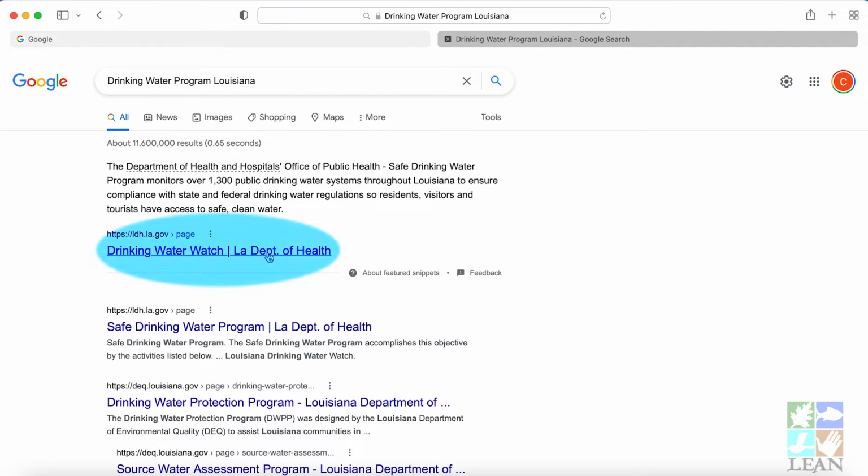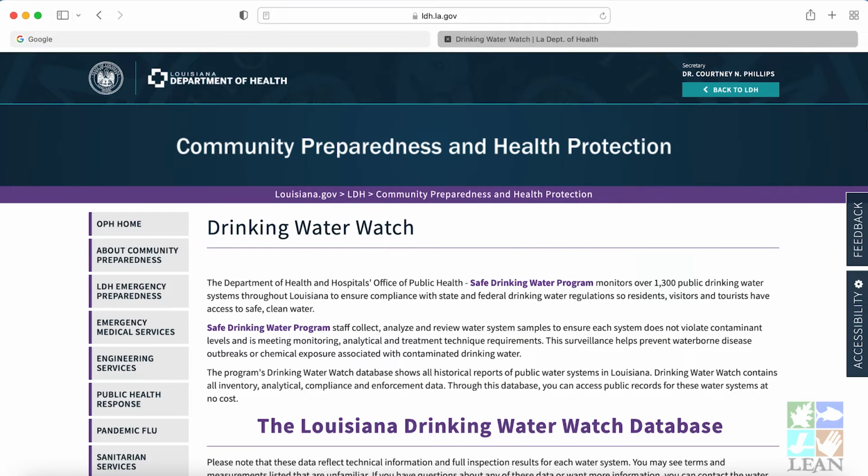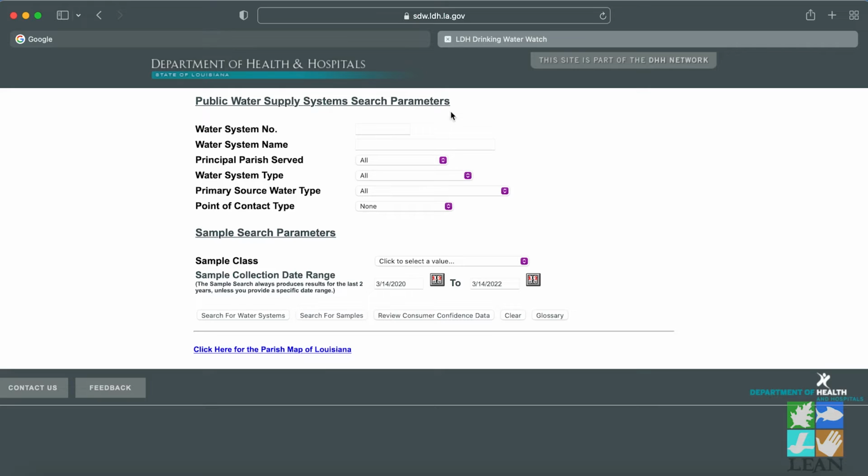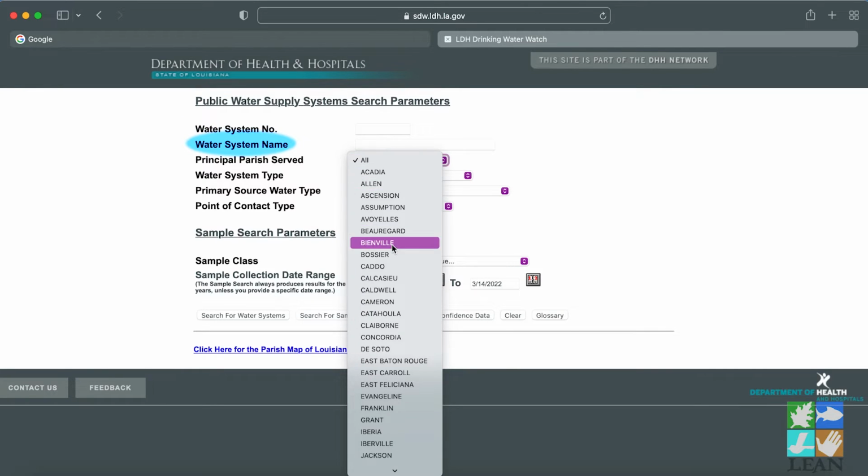The first thing that pops up usually is the name of your regulatory program that oversees drinking water regulations. In the Louisiana Department of Health, it's the Drinking Water Watch, which is the name of the actual database where they house the drinking water data. This is a very easy one to search as well. You can look by water system number. Most people don't know that. You can look by the water system name. For example, in New Orleans, it's the New Orleans Sewerage and Water Board. You can also look up by the parish served.